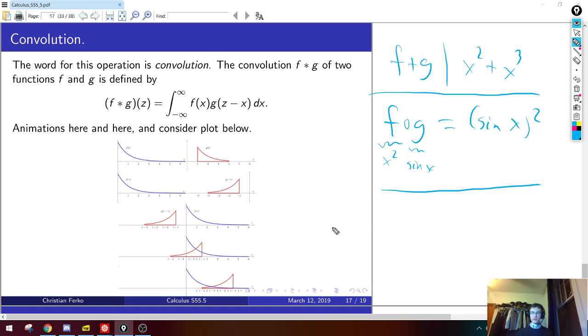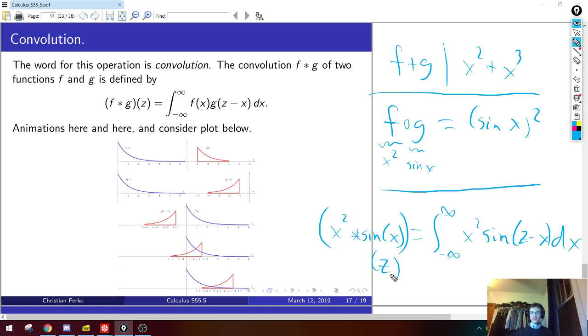So the convolution of, say, x squared convolved with the sine is, by definition, the integral from minus infinity to infinity of x squared times sine of z minus x dx. And I should emphasize that the left side is now a function of a new variable, z. So the left side depends on z, the right side clearly depends on z, because z is a free variable and we integrate out x, so the right side doesn't depend on x. So you should think of this convolution as a machine which takes in two functions f and g and returns a new function, f convolved with g.